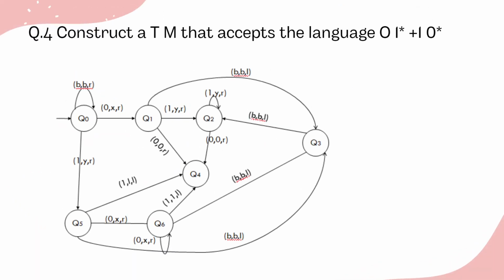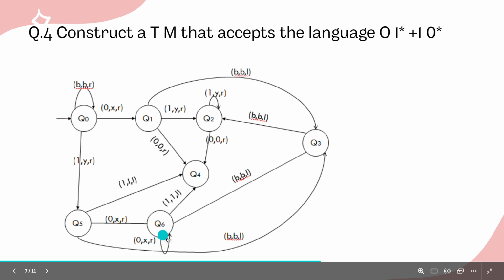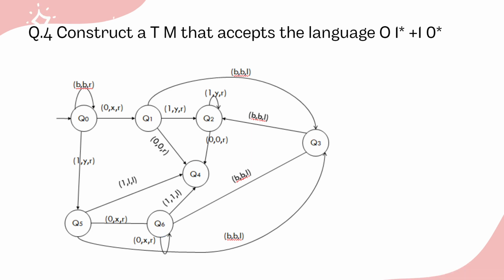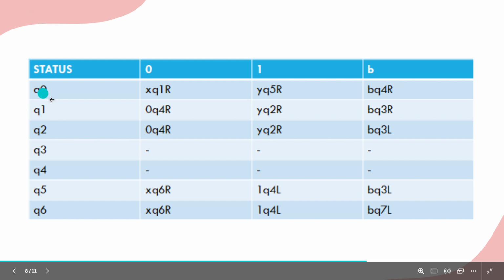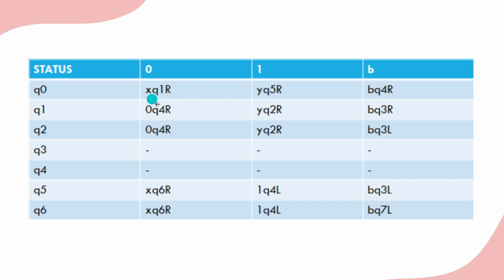Then we have our next question: construct a Turing machine that accepts the language (0, 1)* plus (1, 0)*. It starts from Q0 and ends on Q6. Its state transition diagram can be given as follows. Our state is Q0. On the input of 0, we go to (X, Q1, R). If the input is 1, we have (Y, Q5, R). If the input is B, we go to Q4 and move right.